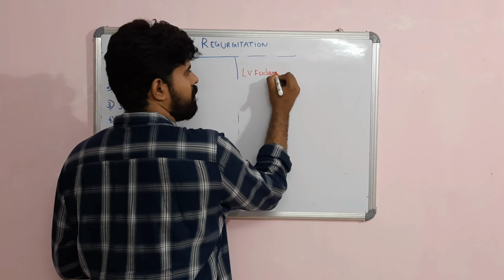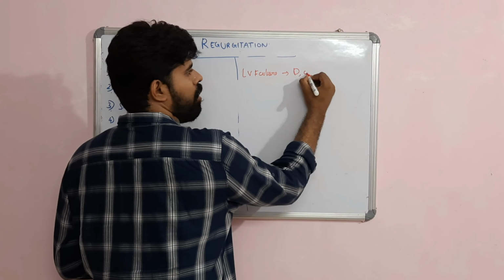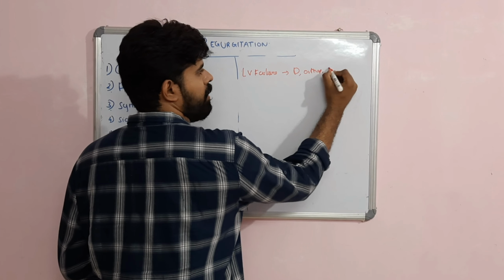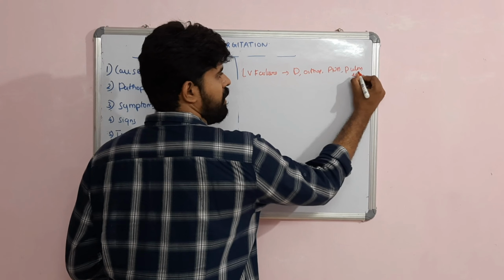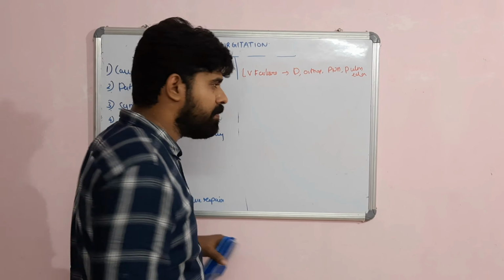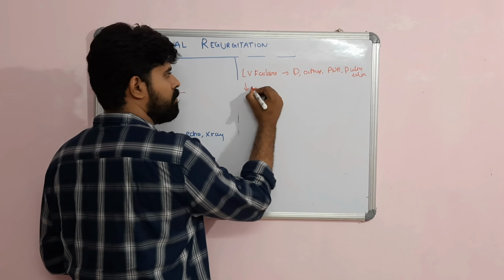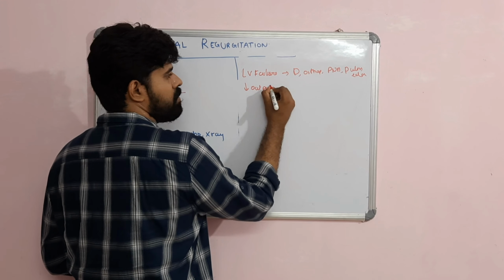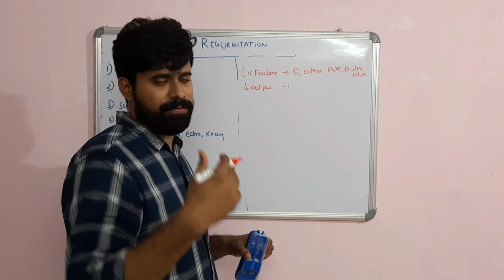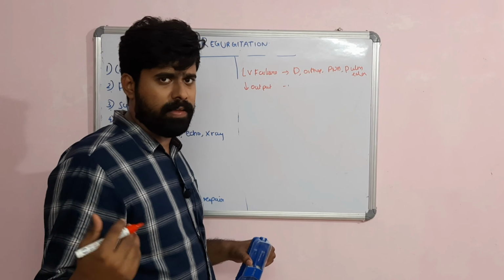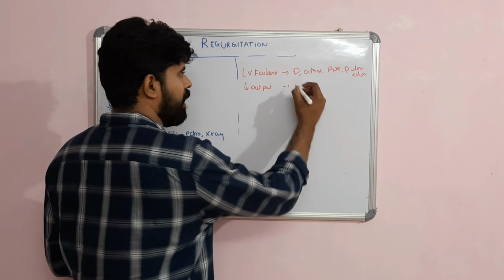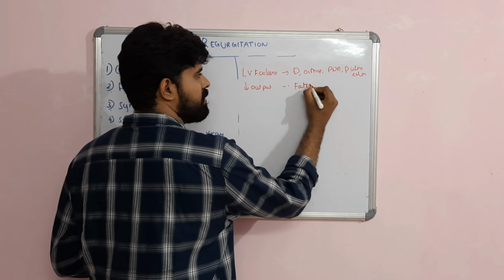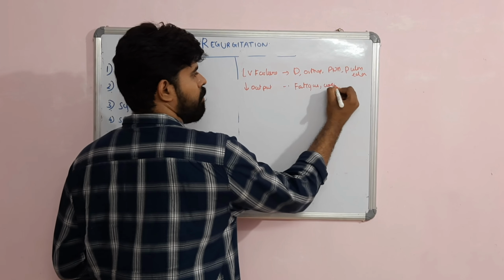What are the LV failure symptoms? Dyspnea, orthopnea, PND, and pulmonary edema in acute cases. These are the LV failure symptoms. Sometimes the patient can present with low output symptoms. Because the blood from the left ventricle goes into the left atrium, the amount of blood entering the aorta will be decreased. That will be low cardiac output. That can be fatigue, weakness. These findings can be present.